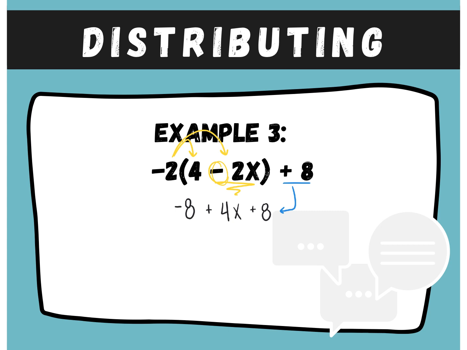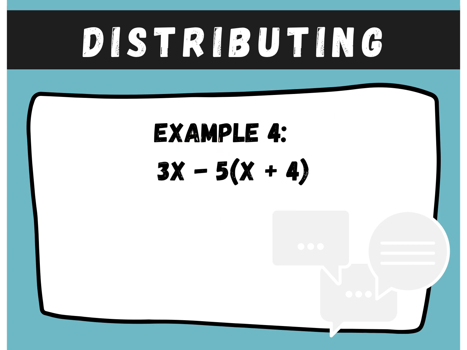Where I go from here is combining my like terms. So I look in my problem and I see that I have a negative 8 plus 8, and negative 8 plus 8 I know is 0. So these terms effectively cancel each other out, leaving me with only 4x. I distributed, I simplified, and my most simplified version is 4x.